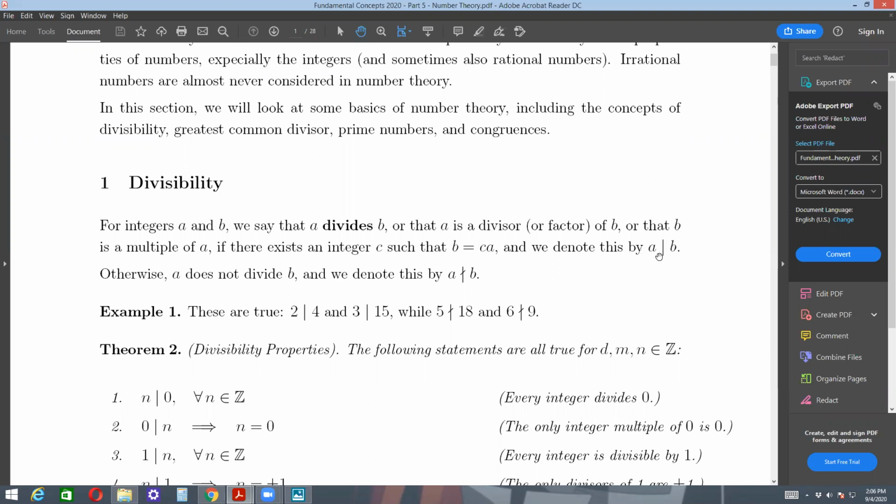And this is how we denote it. So a divides b. Now I've seen people write this the wrong way. If you put the b on this side and the a on this side, it means that b divides a, which is different. That means that a is a multiple of b. So make sure you get this notation correctly.